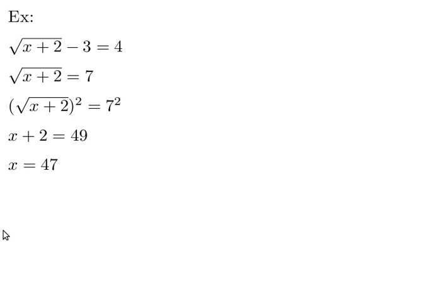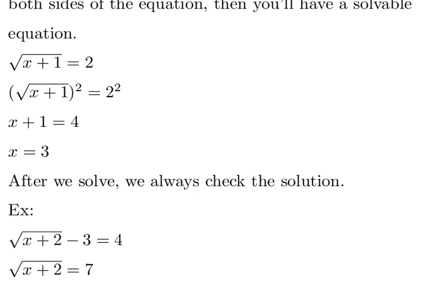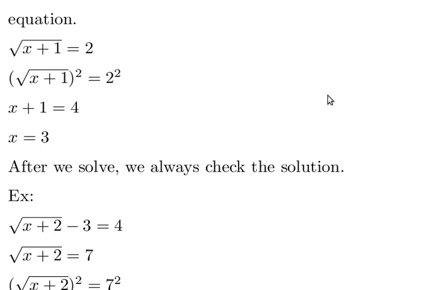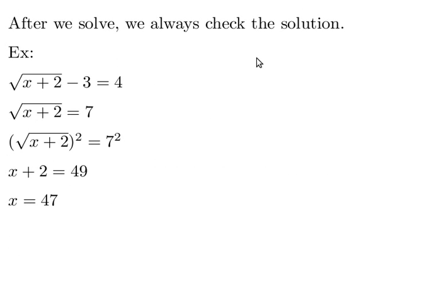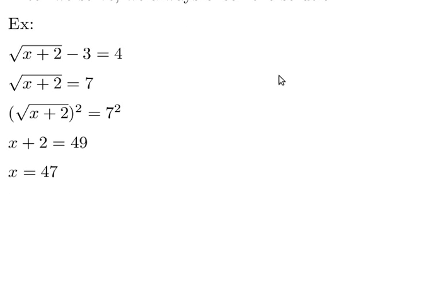I just realized I'm not sure that I checked the previous example. In fact, I'm pretty sure we didn't. I'll go back to that, but right now I want to finish this one up. Because after we solve, we always and forever check the solution. So let's check this one right now. If we have x equals 47, I'm tempted to do this in my head, but I am going to at least try it. So we have 47 plus 2, all under the square root, minus 3.